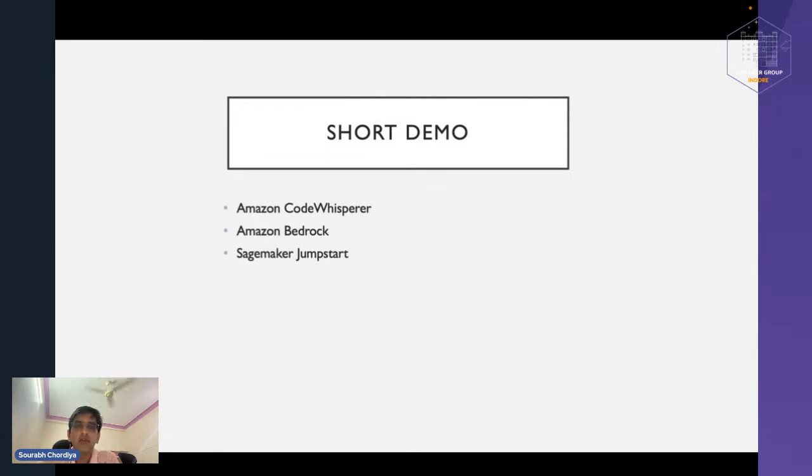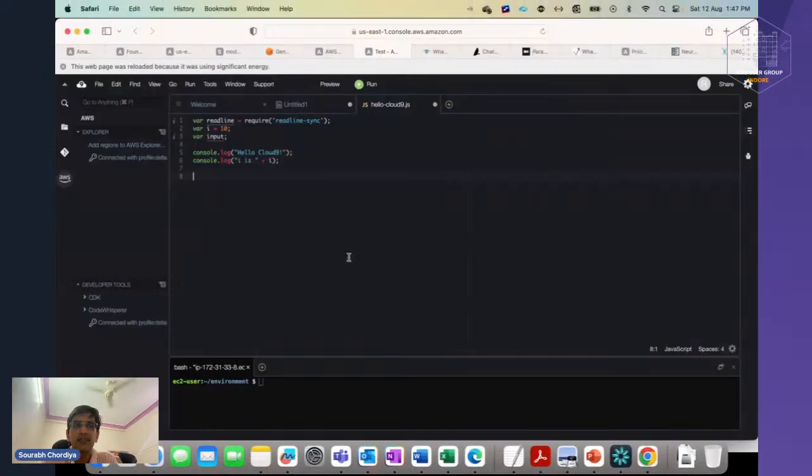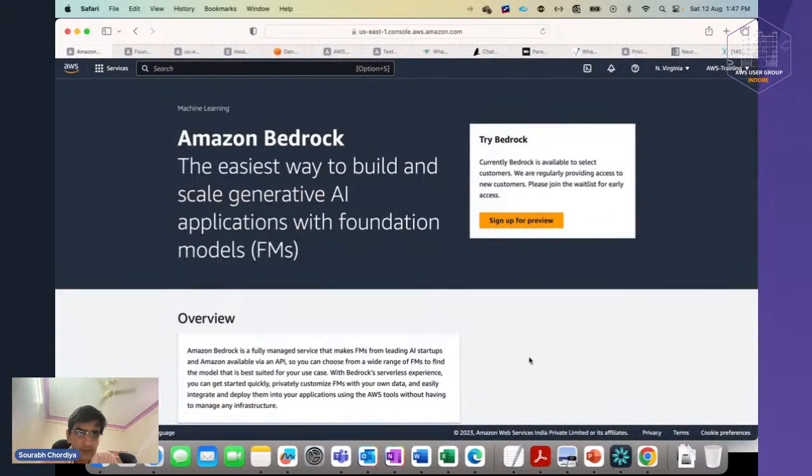The next thing I wanted to do was show you a quick view of CodeWhisperer, Bedrock, and JumpStart on the AWS console itself. I think we have around 15 minutes. I'll take 5 minutes to show you these screens and some use cases, and then probably the last 10 minutes we can have for any sort of questions.